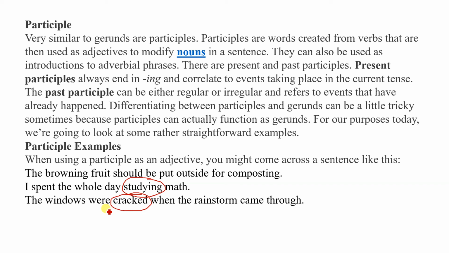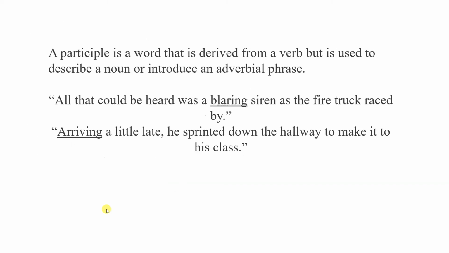But most of the time, present participles are asked only to confuse the student between gerund and participle. A participle is a word that is derived from the verb, but it is used to describe a noun. So generally these present participles are used as an adjective or adverb, and gerunds are used as a noun.